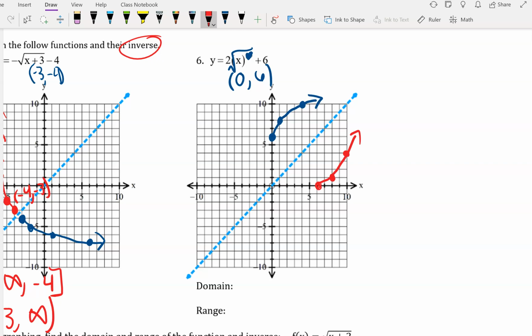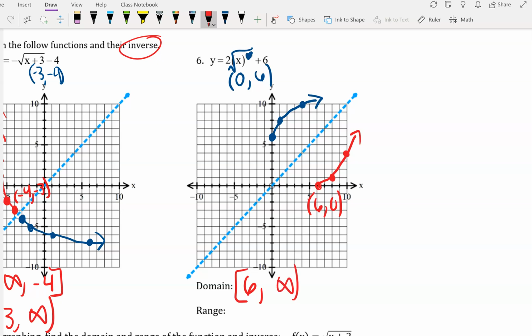Alright, and then domain. How far left and right does it go? It has a furthest left point. This is the point (6, 0). Bracket, because it does exist at that point. It is included. It doesn't have a furthest right point, so we put infinity.